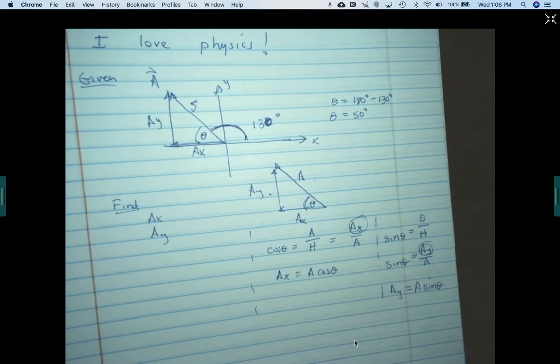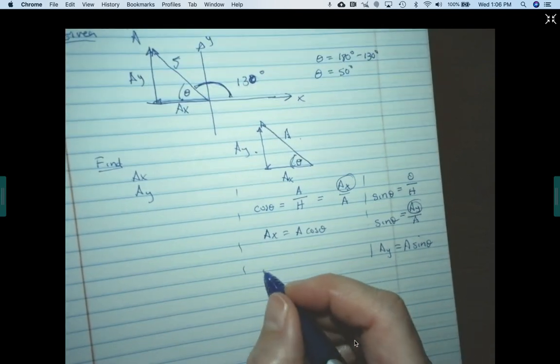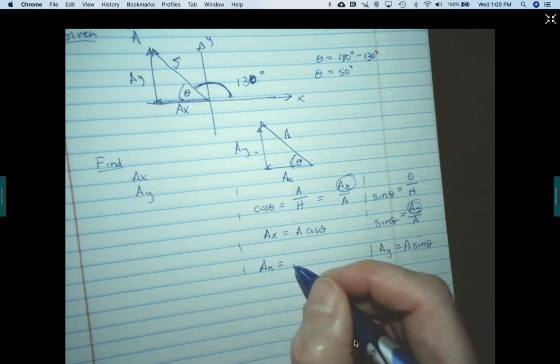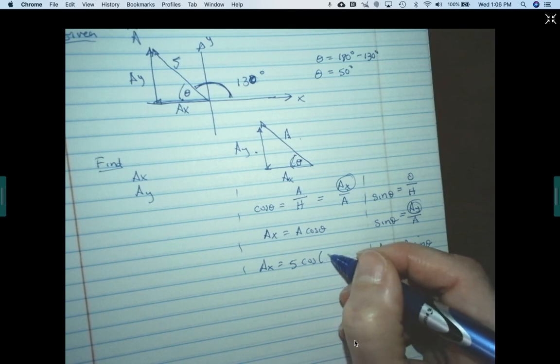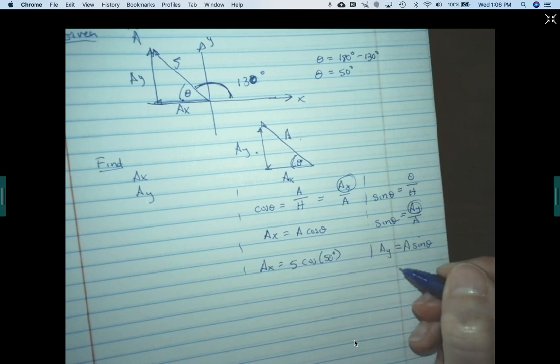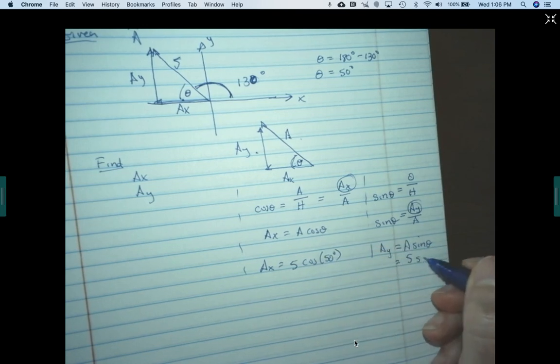Okay. All right, so now we are ready to plug in. AX is A, which is a length of 5. We don't have any units on this. And then I have cosine of 50 degrees. And AY would be 5 times sine of 50 degrees.